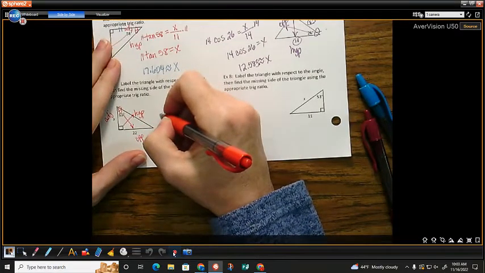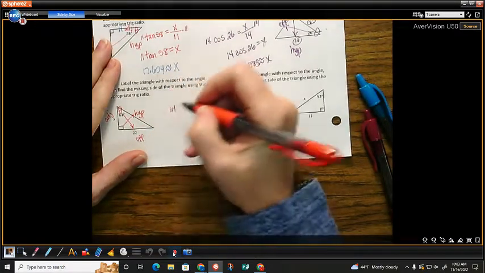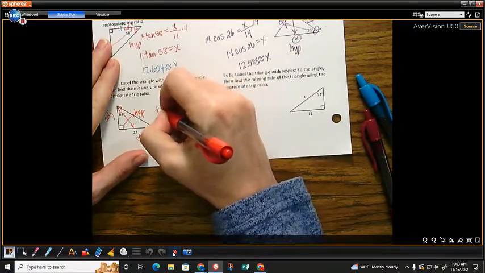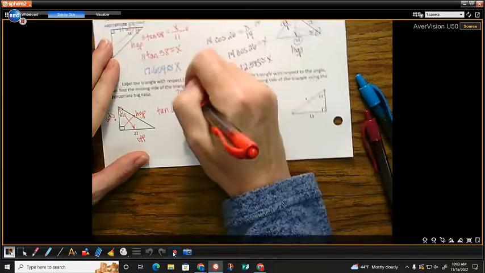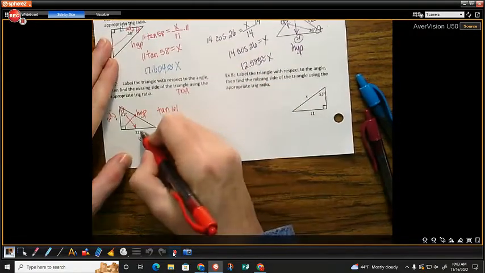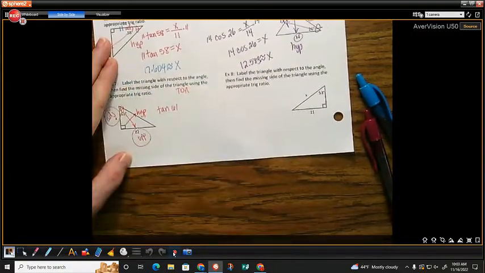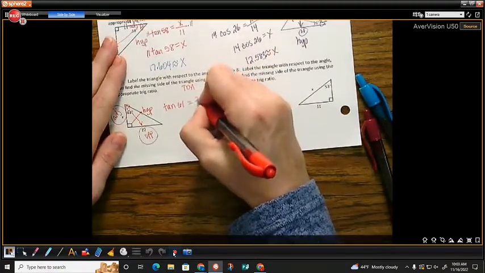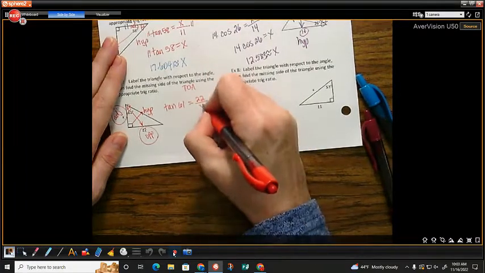Which trig function did you use? The tangent? Let's see. Tangent goes with opposite and adjacent. I have an opposite, I have an adjacent. Yep, that works. So the opposite is 22.